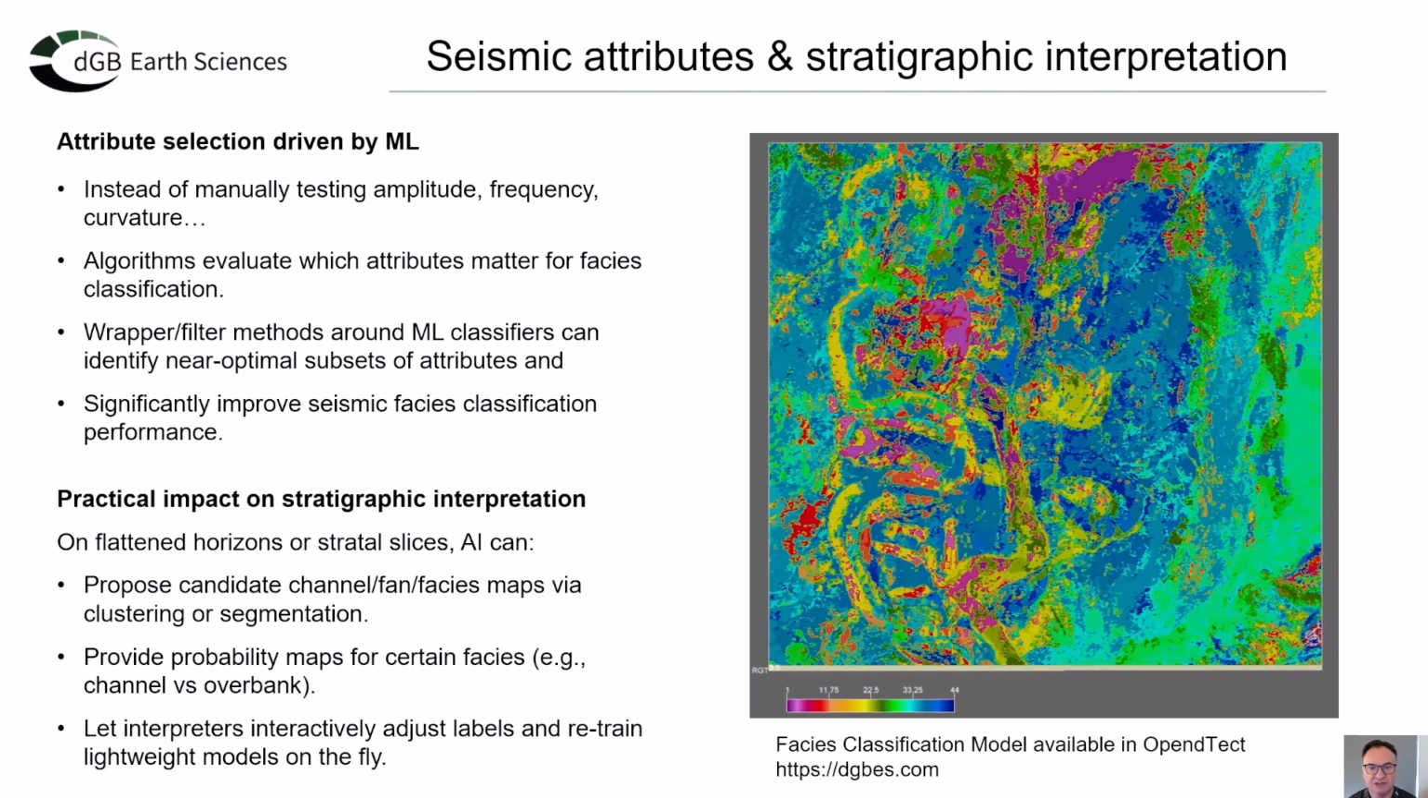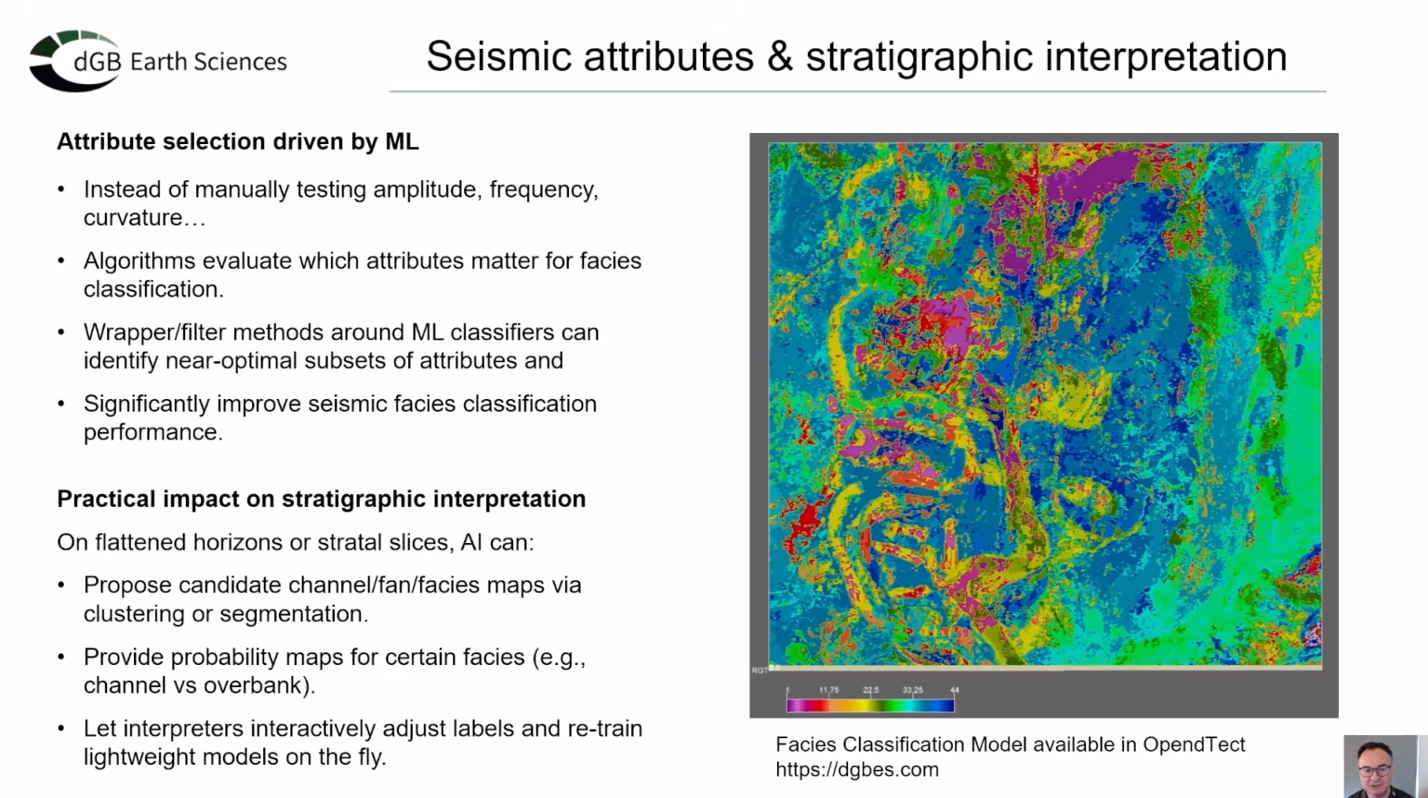Using machine learning in seismic attributes and stratigraphic interpretation, attribute selection driven by machine learning, of course, has been around for a very long time. It's probably one of the earliest uses of machine learning, and is still as valid today as it was then. So instead of manually testing amplitude, frequency, and curvature, algorithms can evaluate which attributes matter for facies classification, and this can significantly improve facies classification performance.